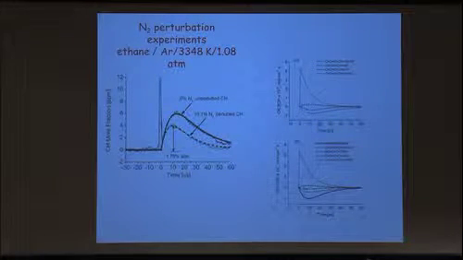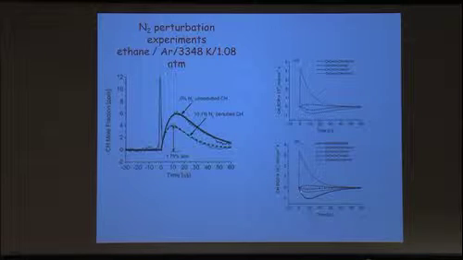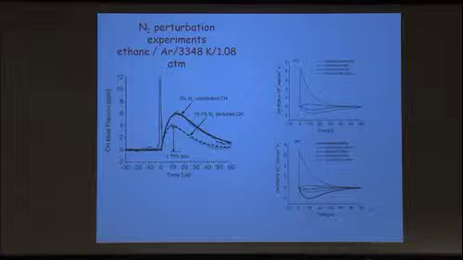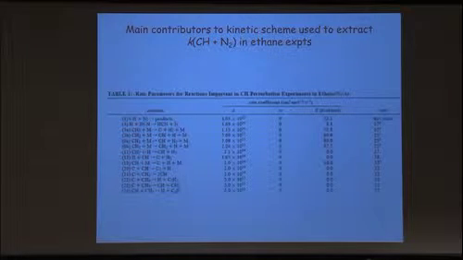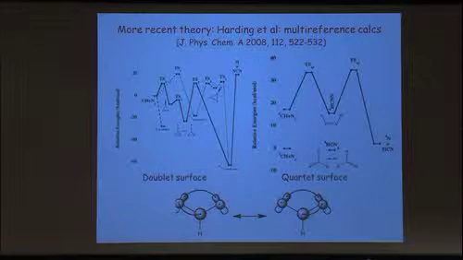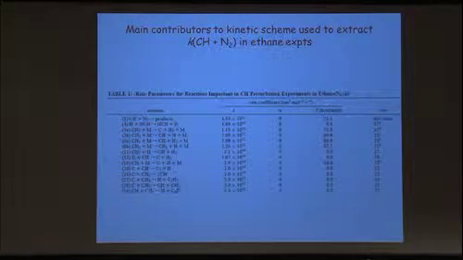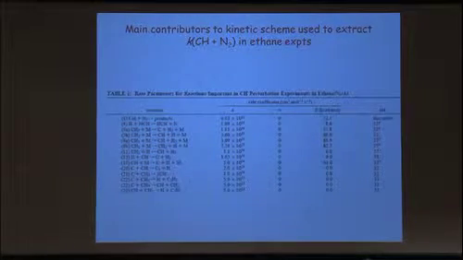And then adding the nitrogen, this is the rate of production of CH. Now we've got a loss of CH because of its reaction with N2. And the results from looking at the NCN show that its yield is very close to unity. So this is a direct experimental observation of what's going on. These are the main contributors to the kinetic scheme used to extract the rate coefficient. Okay, so that's now direct experimental observation that NCN is the key product of this reaction.